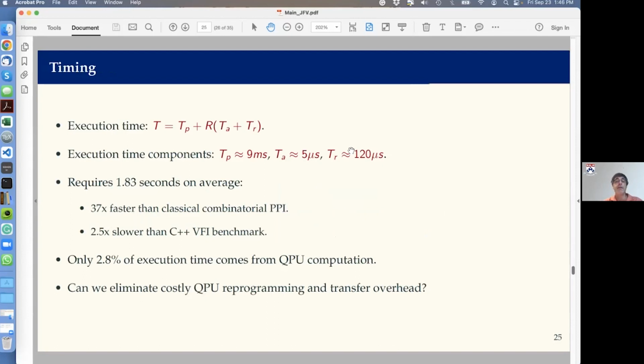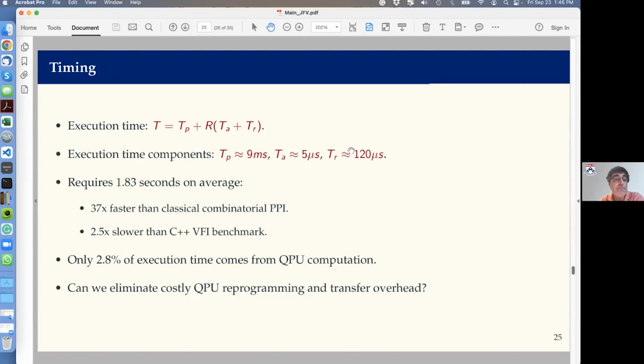Okay, so remember, I run my classical combinatorial PPI first on a classical computer. I can do this 30 times faster on a quantum annealer. On the other hand, I'm paying a huge overhead of going back and forth to the quantum annealer. And that means that this combinatorial PPI is going to be 2.5 times slower than a very simple value function iteration when I compute it with C++. So this is a good result, but I'm not as excited as I would like to be.